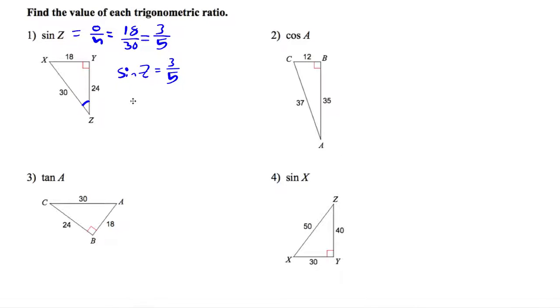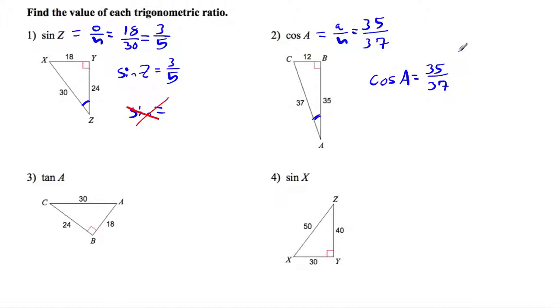It's very important you write it like this and you don't just say this. We have to take the sine of something. So no, do not do that. Cosine is the adjacent over the hypotenuse. If I'm looking at cosine of A, there's my reference angle A. The adjacent side is 35, and the hypotenuse is 37. So the cosine of A is equal to 35 over 37.